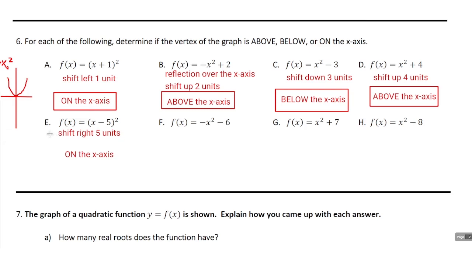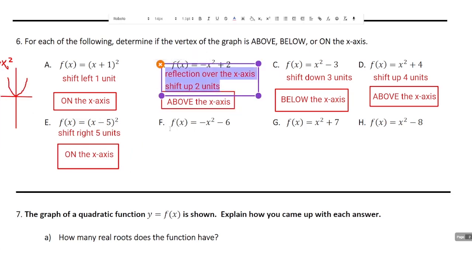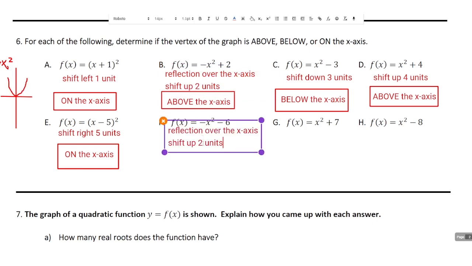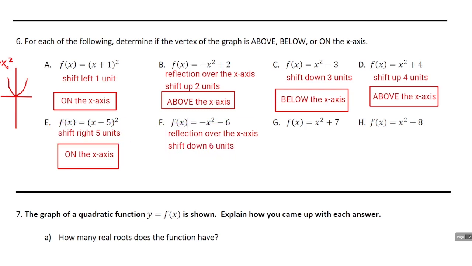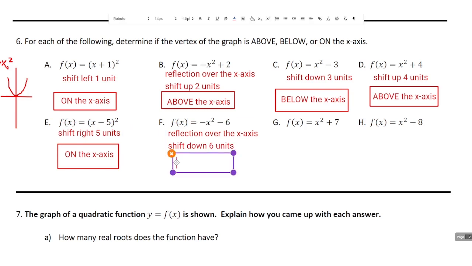Letter F has 2 transformations. It's kind of similar to part B. It's got that reflection over the x-axis, but in this case we're shifting down 6 units. And so if we're going to shift down 6 units, that's going to put our vertex below the x-axis.